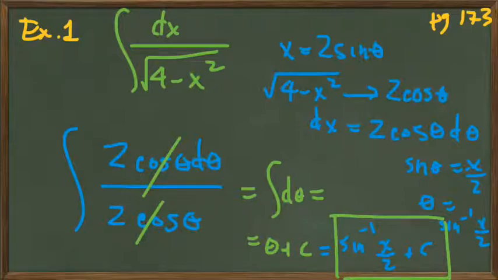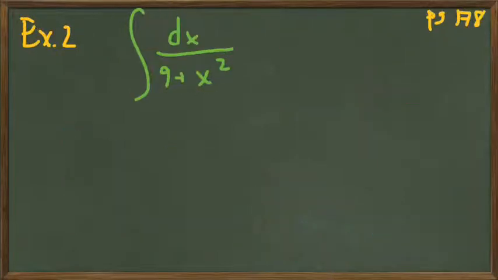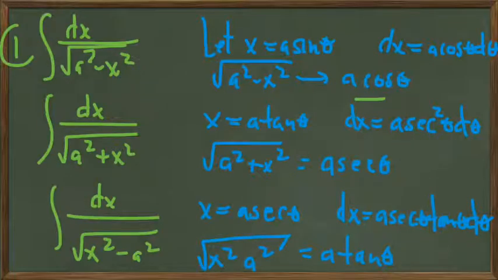integral of the square root of a squared plus x squared. So here we have an a squared plus x squared. It's not under the radical, but that doesn't matter. So this is a type 2. x is going to be a tangent theta. a is 3, because 3 squared is 9.